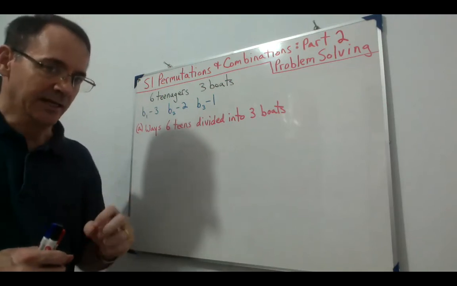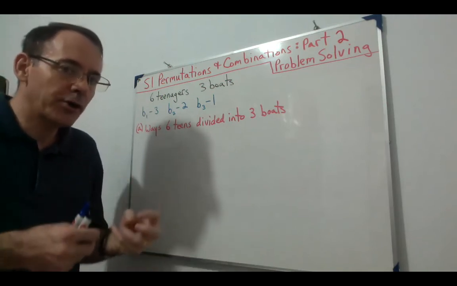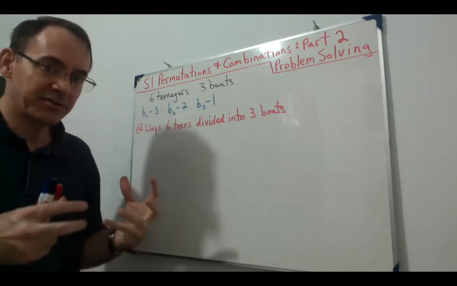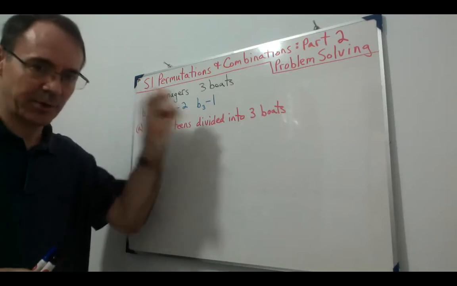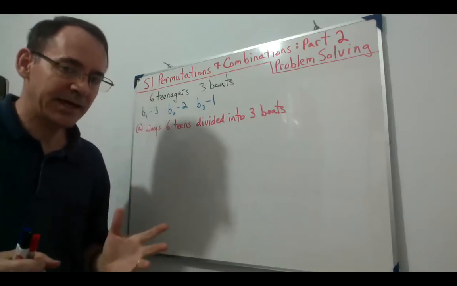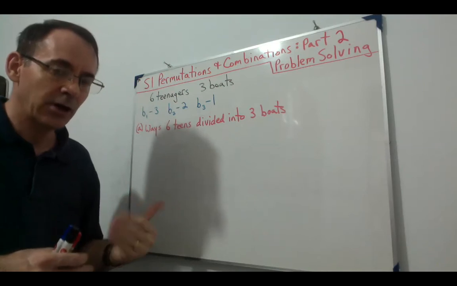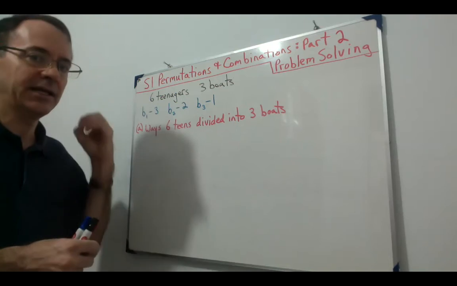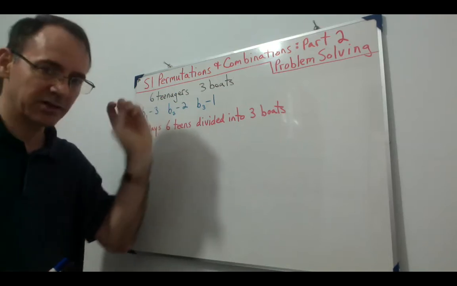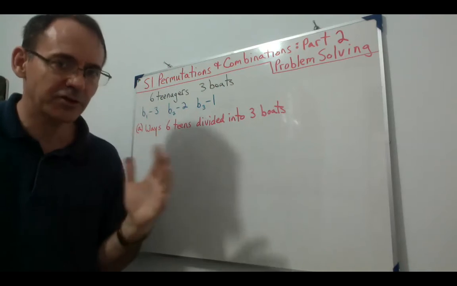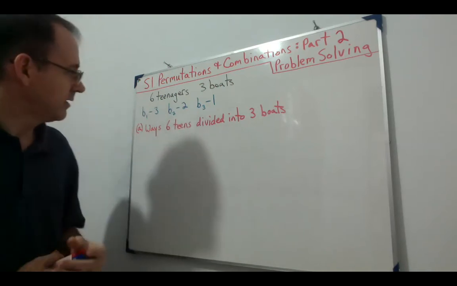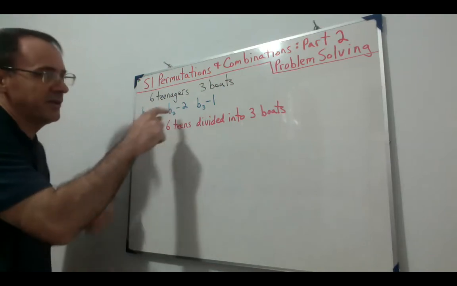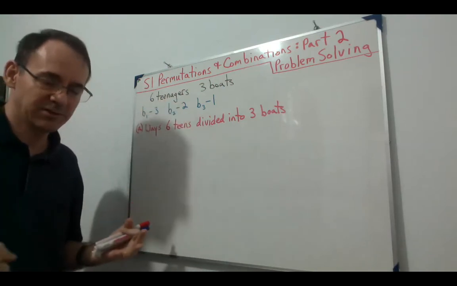In other words, does the order in which they're sitting in the boat matter, or does it just matter that there's 3 in this boat, 2 in this boat, 1 in this boat? This is combinations, because we're not concerned about where they're sitting, just that there's a group of 3 in this boat, a group of 2 in that boat, and the last person in the third boat. So this is combinations. Now, our restrictions, so to speak, are the capacity of the boats.